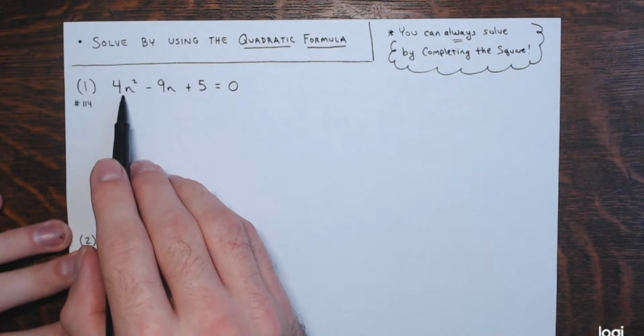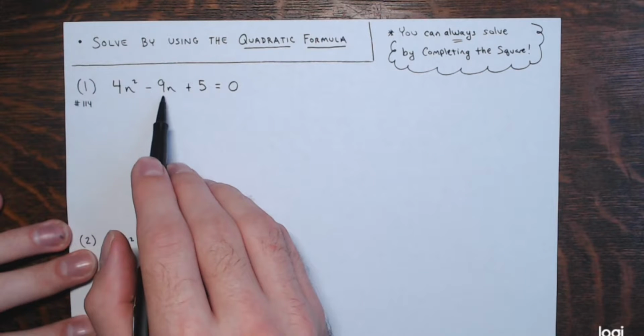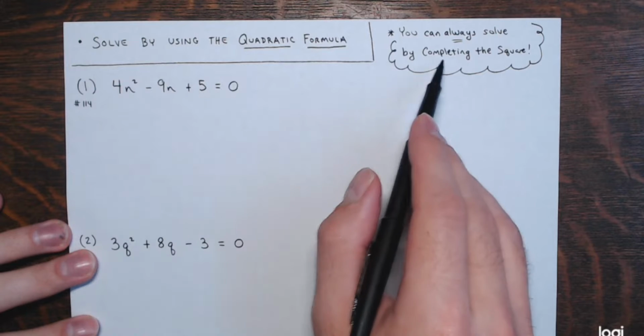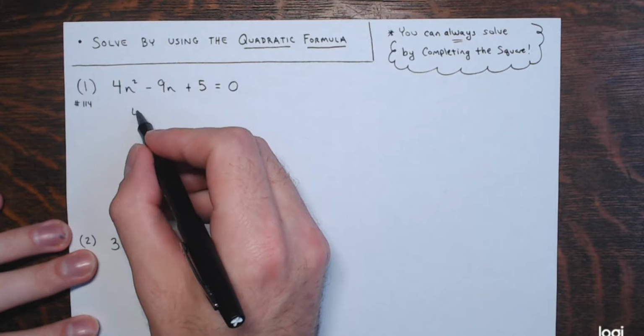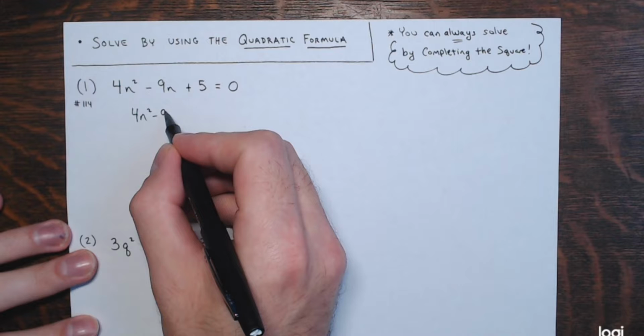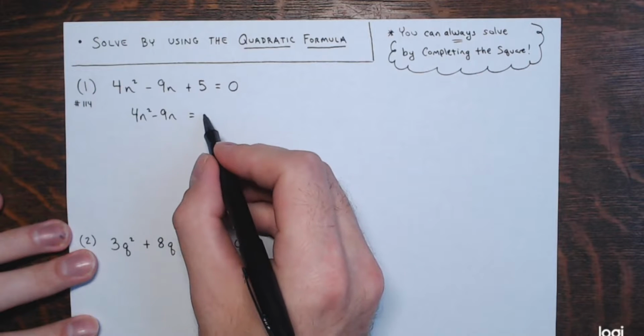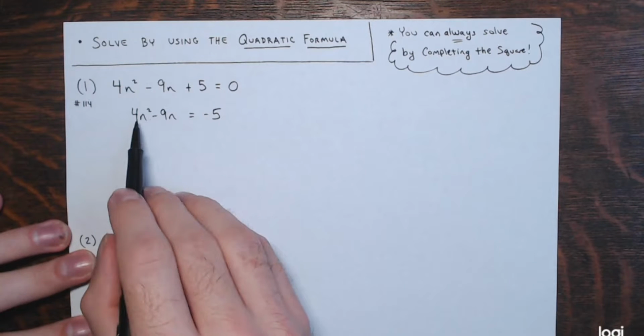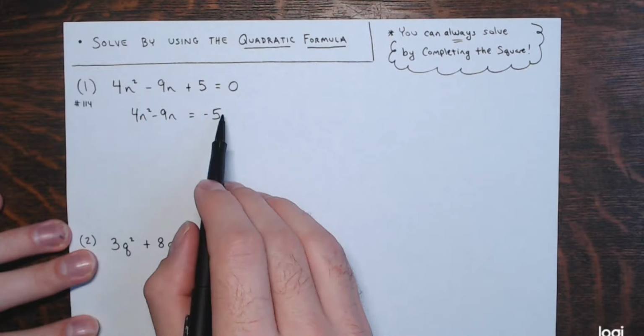So you have the quadratic term and the linear term. I want to get these on their own side if I'm solving by completing the square. So I'm going to subtract 5 first. So we have 4n squared minus 9n equals negative 5. And then I want the quadratic term to have a coefficient of 1. So I divide everything by 4.